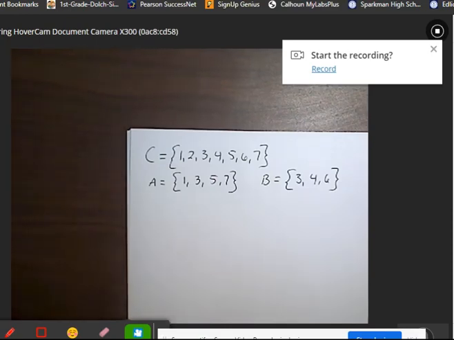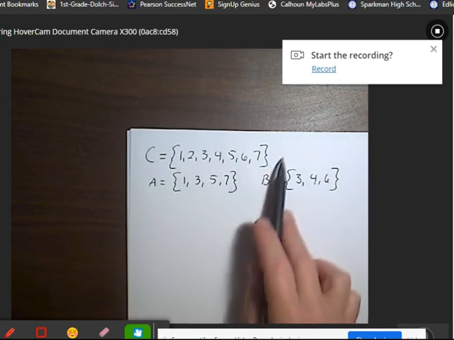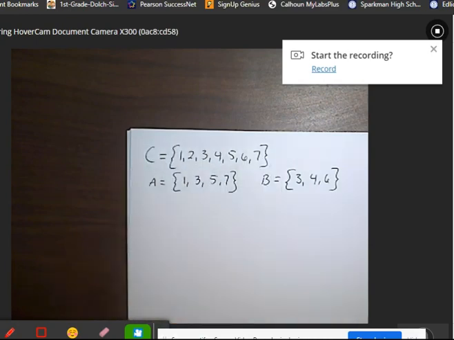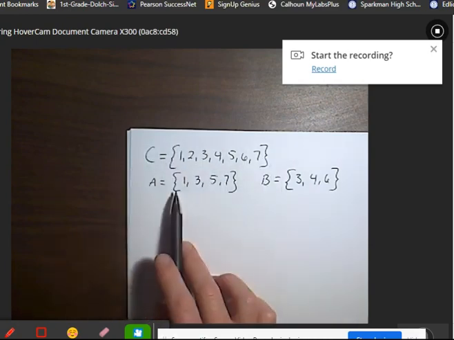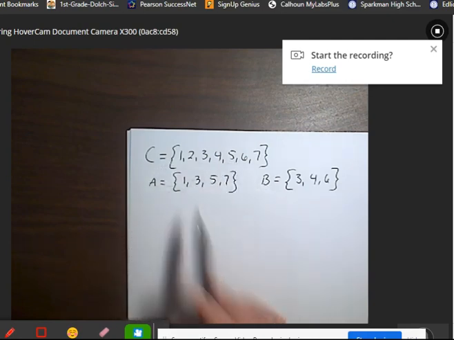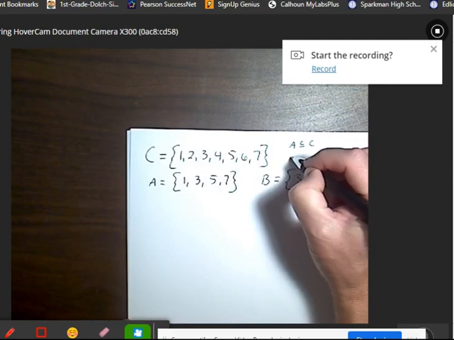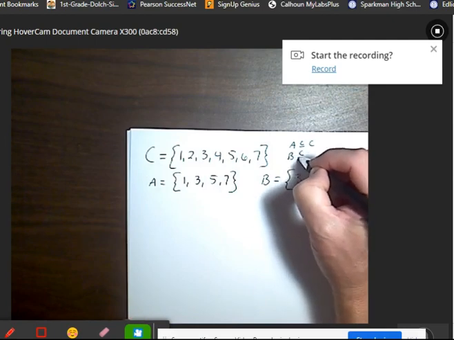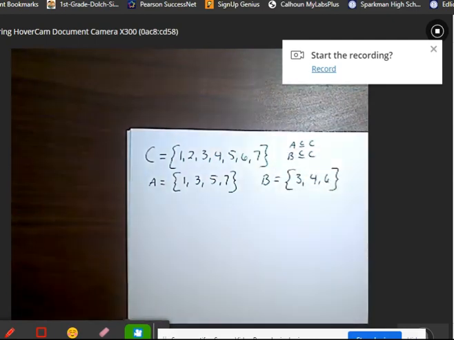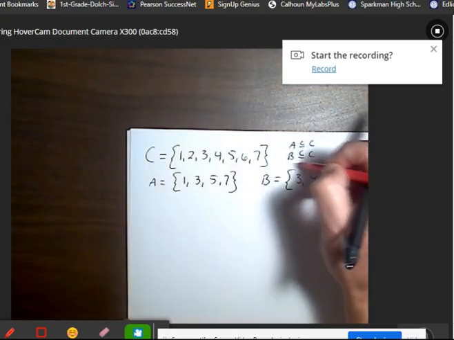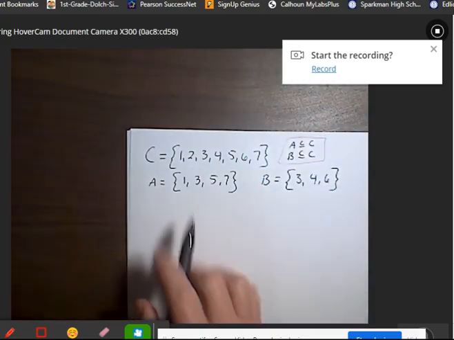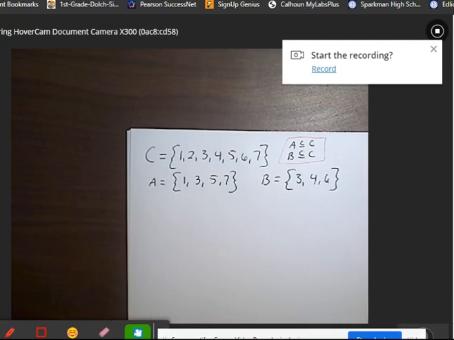Okay, so basically what we're saying for this one is set C tells us this is all the numbers we're going to use: 1, 2, 3, 4, 5, 6, 7. And then A is a subset of C, and then B is also a subset of C. So they may go back and do something like this just to let you know that we're talking about subsets, that basically 1 through 7 is the full range of numbers that we're using for this one. And then A is just the numbers 1, 3, 5, 7. And then B is just the numbers 3, 4, 6.